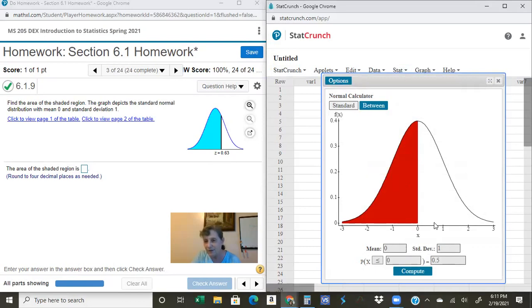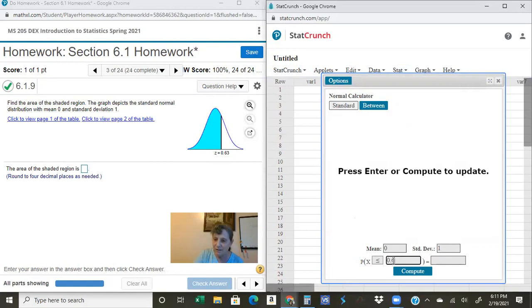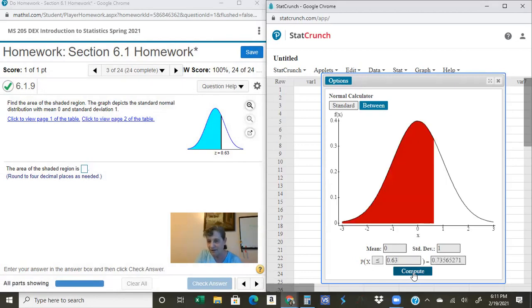Okay, so it comes up, it defaults to the middle with a mean of 0, a standard deviation of 1. If we want to know the probability that the x is less than or equal to 0.63, then I'm going to type in that z value, compute, and here we've got 0.7356.